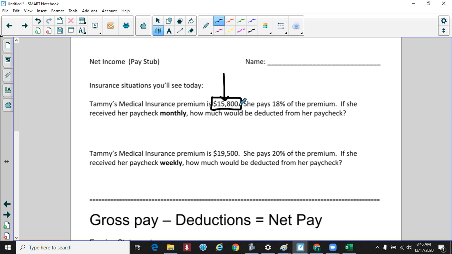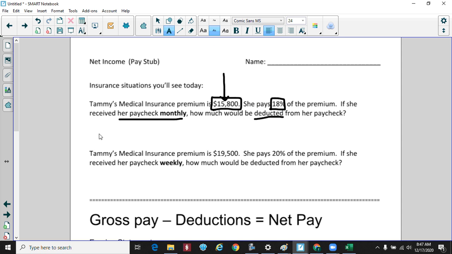Okay. Now, luckily, she only pays 18% of that. Now you might be asking, well, who pays the rest? Well, that would be the employer, the company. If she receives her paycheck monthly, how much would be deducted from her paycheck? Well, again, let's go through it. So her medical insurance is 15,800. She only has to pay 18% of that.